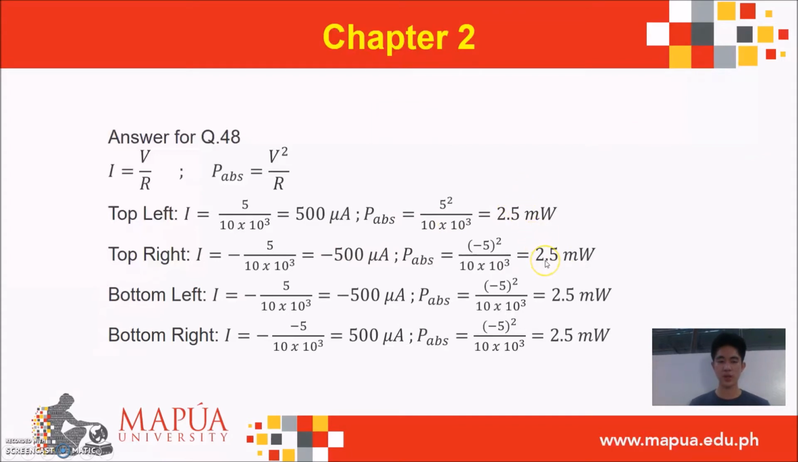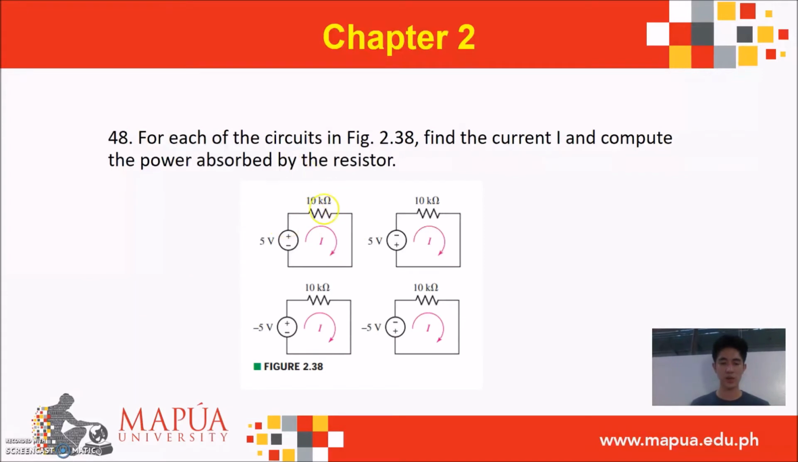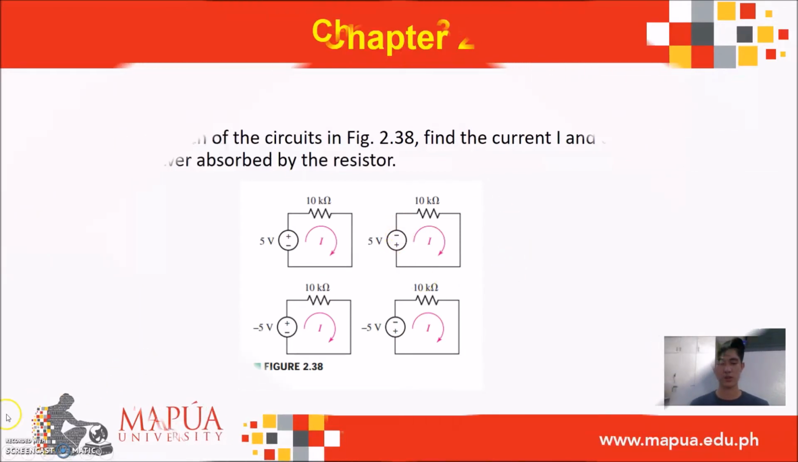This is true for all of top left, top right, bottom left, and bottom right, while the currents vary because of the supply used. For the top left, you can see the current comes from the positive sign going to the negative sign, while for the top right it comes from the negative to the positive side.